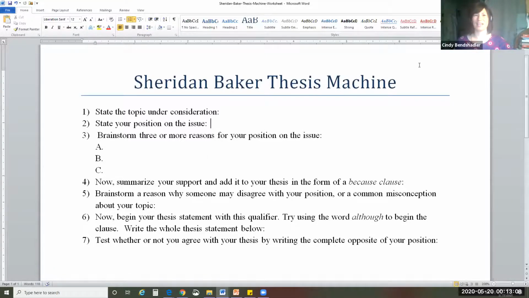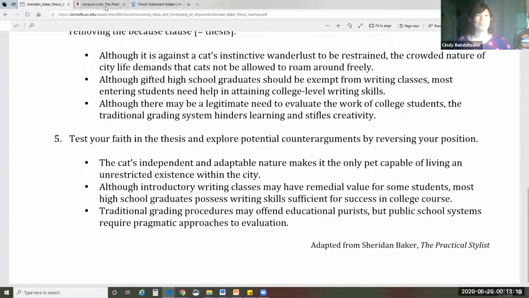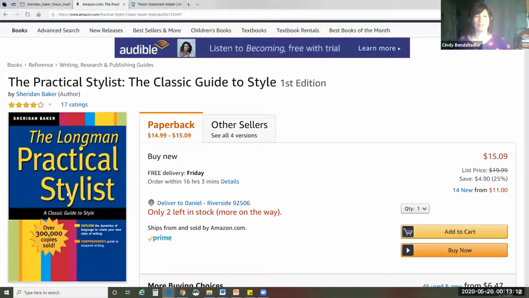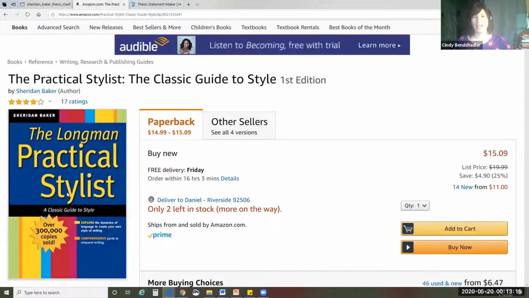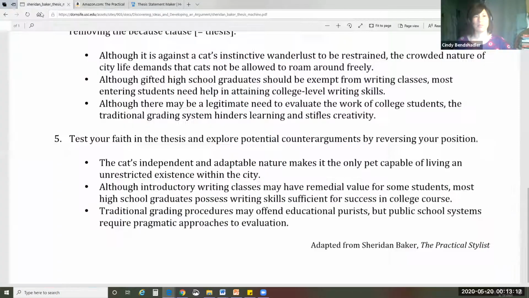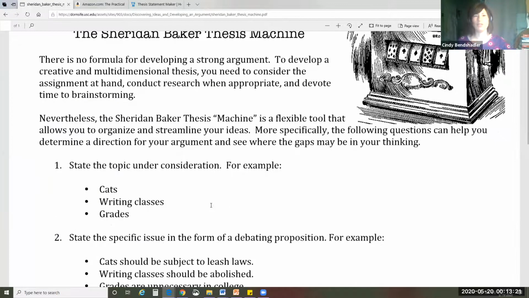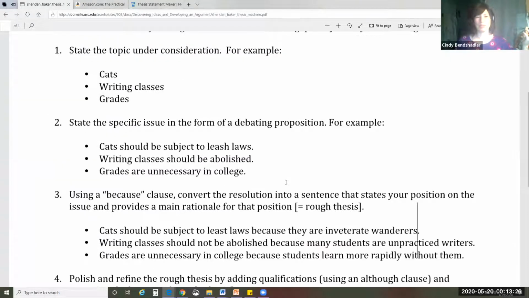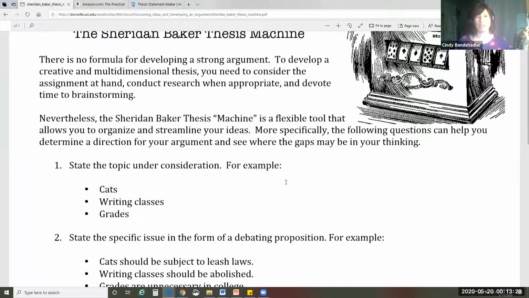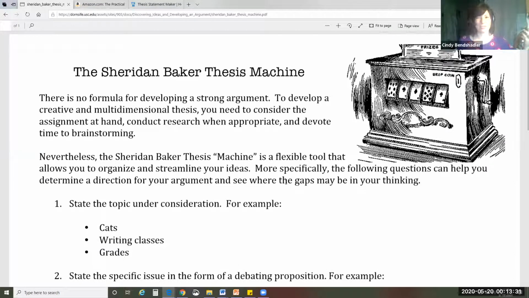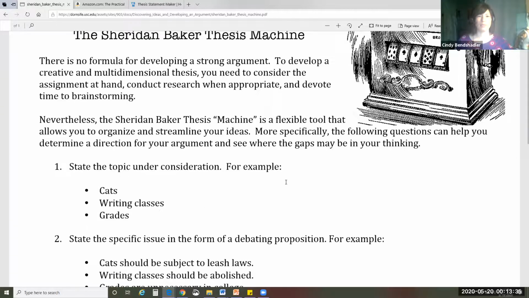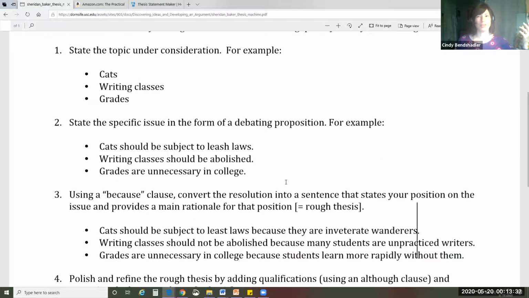I found it. Okay, so the Practical Stylist is a classic guide to style, and the thesis machine was created by that author. And it's been used and adapted and changed different ways. And so if you go online and you Google it, you're going to find a lot of different examples of people using it. This is one from USC that I found, and I found the same examples offered by a lot of different authors. And the idea is that you start with the topic that you're going to talk about.